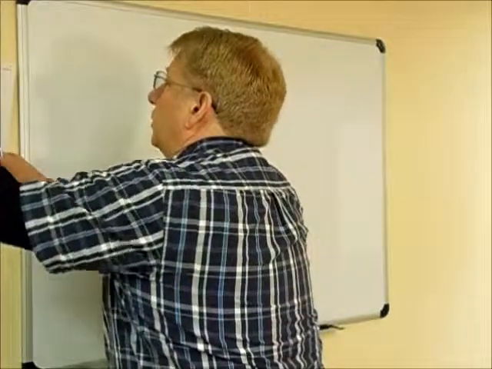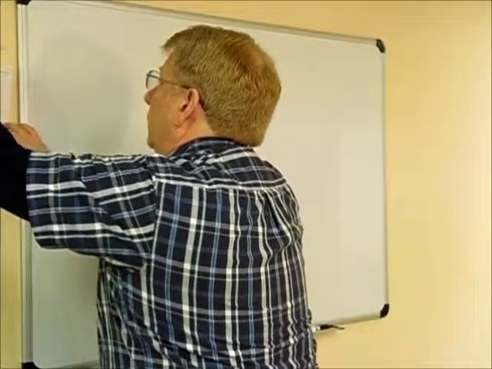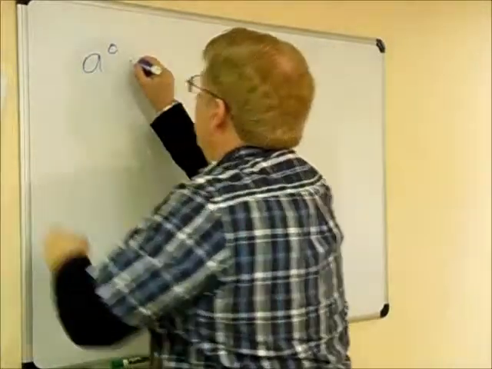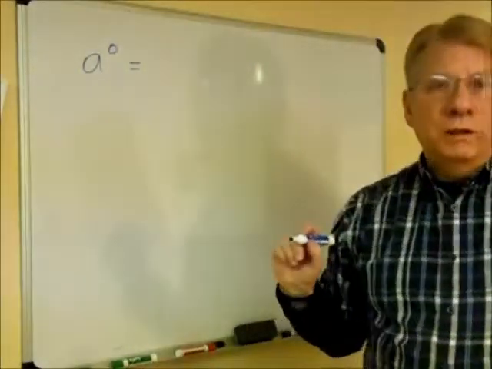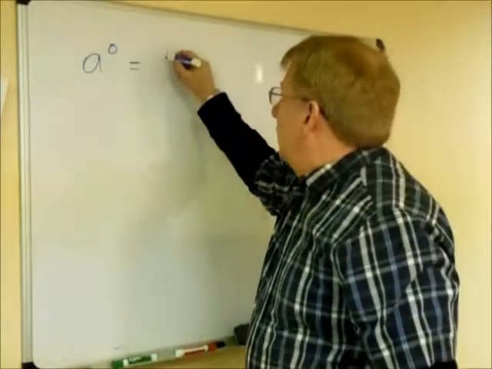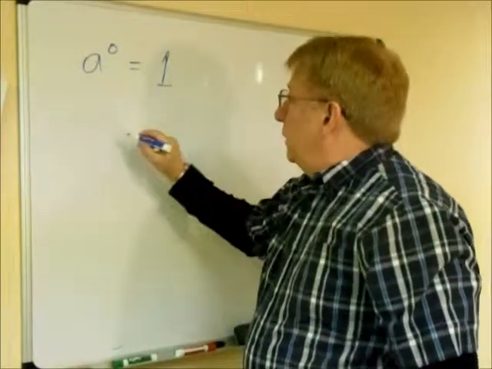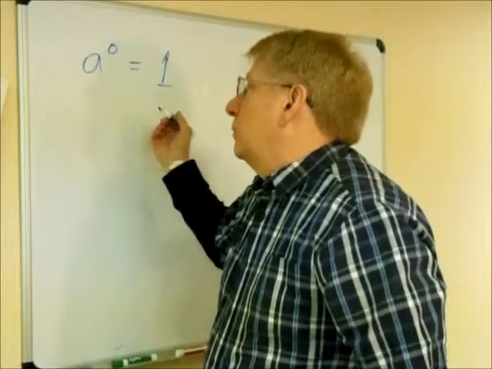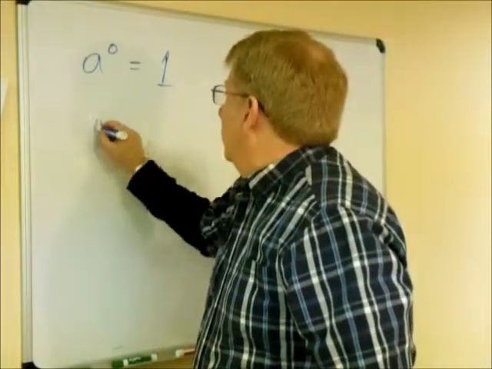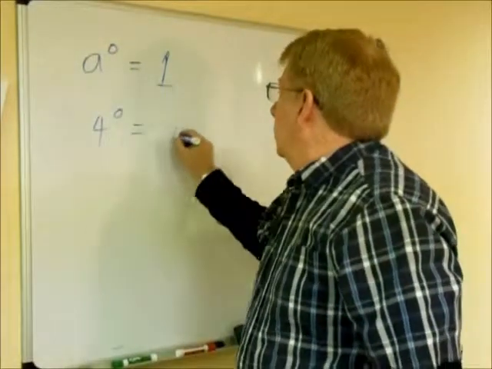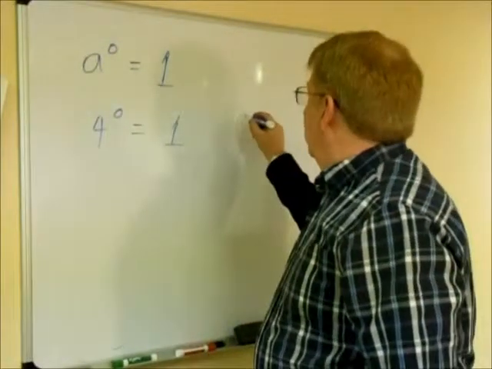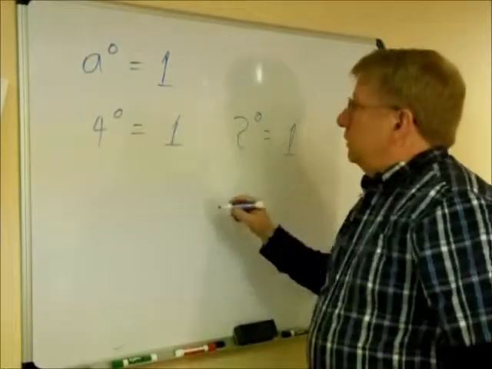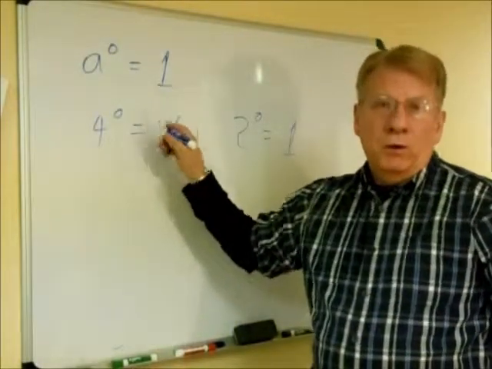Another thing we want to talk about is if an exponent is 0, a to the 0, then what does that equal? A to the 0 would be 1. So we can take any example of that. Well, 4 to the 0 is 1. 2 to the 0 is 1. Anything to the 0 power is 1.